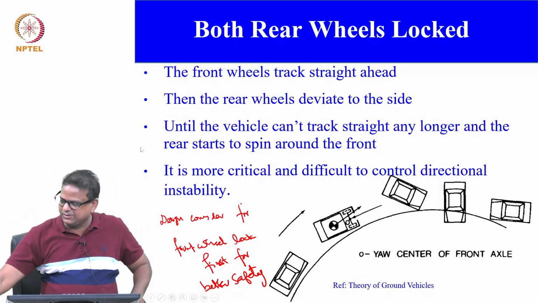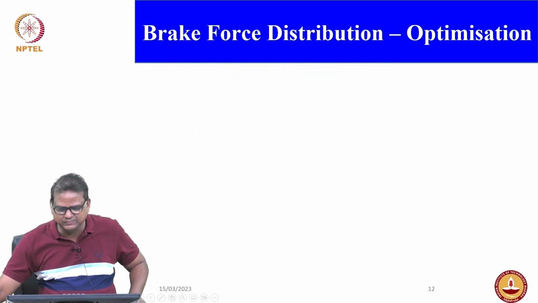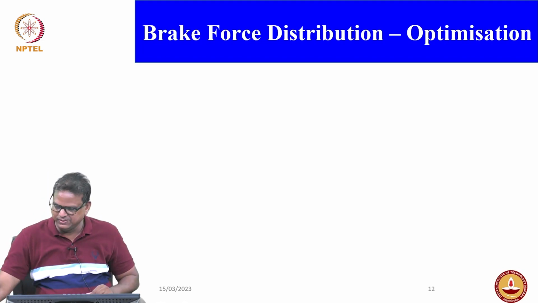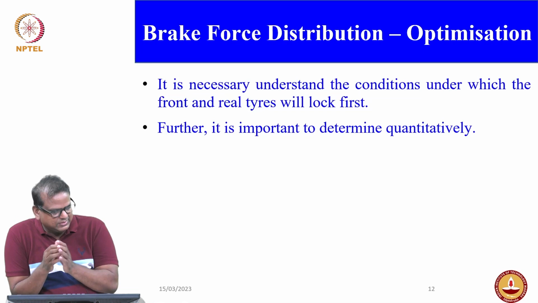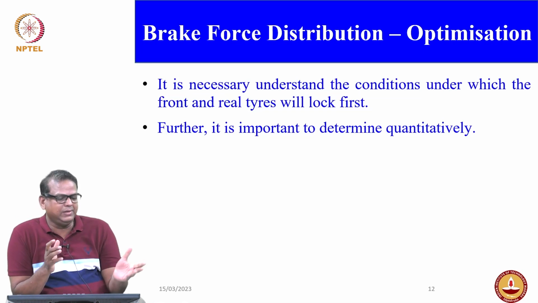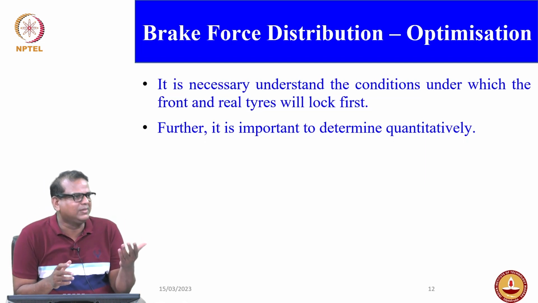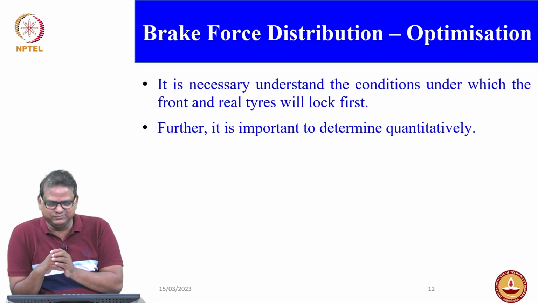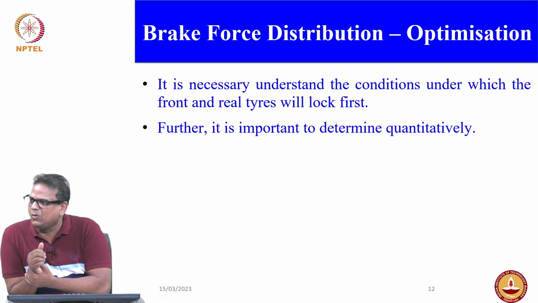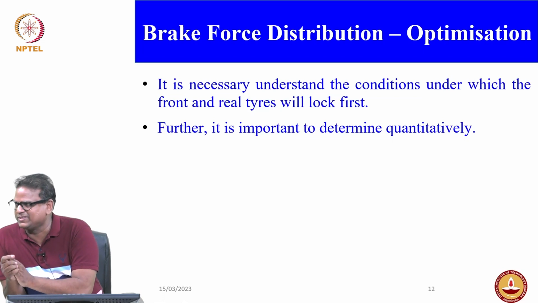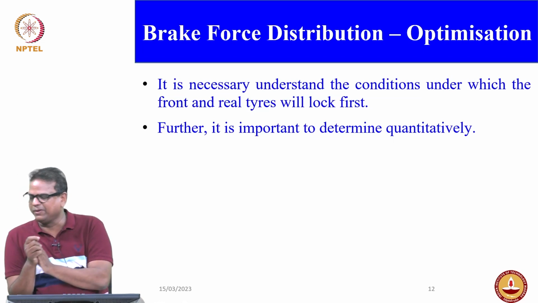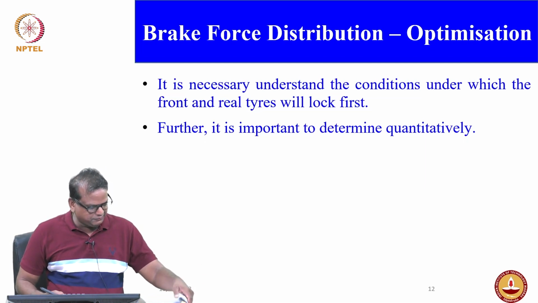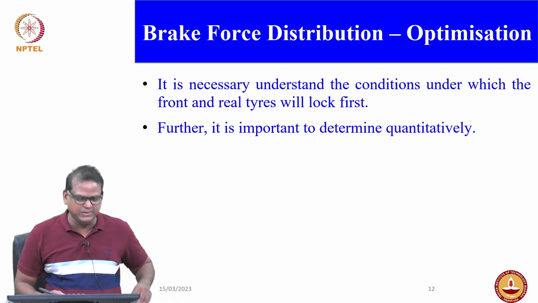So the question is, how are we going to optimize it? That's where we're talking about brake force distribution optimization. The optimization means it is necessary to understand the condition at which the front and rear tires will lock first. At what condition? How do we know that? Further, how to quantify it? It is important to determine quantitatively which wheel is going to lock first. That's also what we need to do. So now we'll try to find out which will lock first.